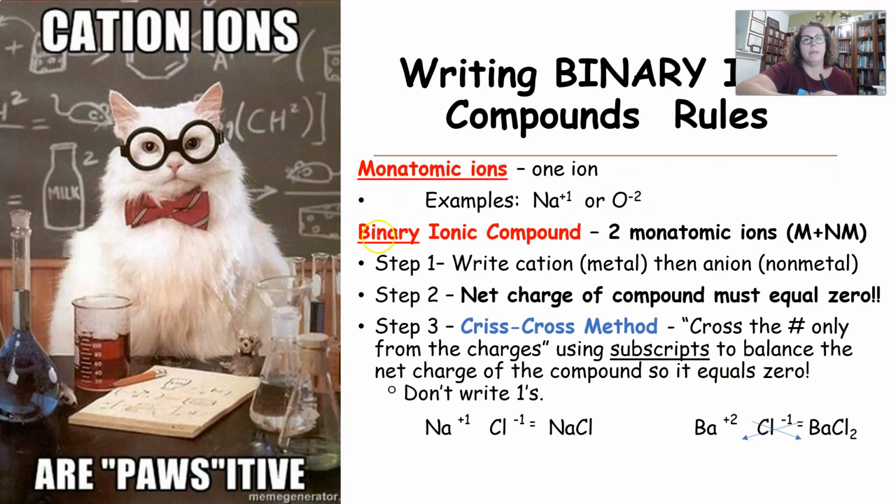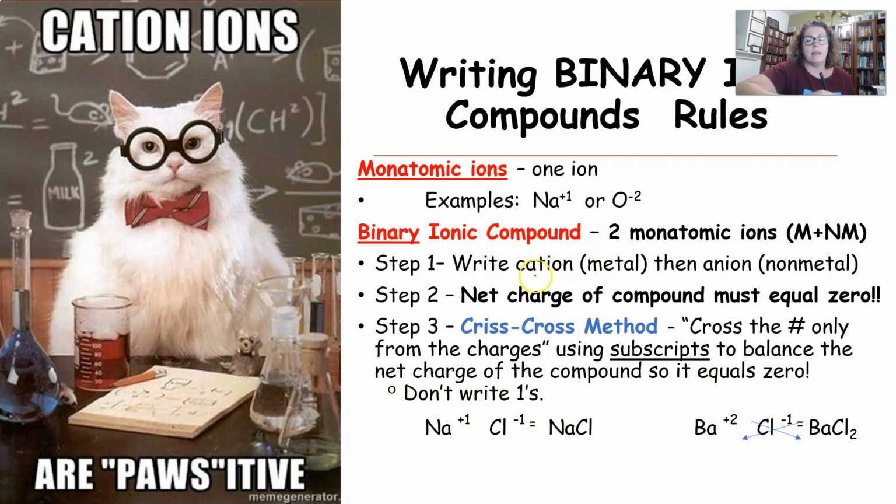Now binary means 2. Some prefixes like di also mean 2. Bi means 2. Chemistry uses bi sometimes and di for other things. Binary means only 2 monoatomic ions, so a metal and a nonmetal. If I put these two together, that would be a binary ionic compound, but it came from 2 monoatomic ions. Very simple rules. Students do very well with ionic compounds. You just need a periodic table.